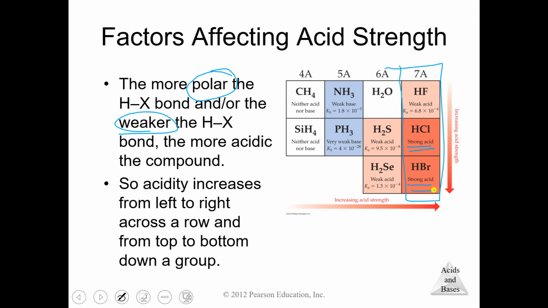General rule of thumb, the level of how acidic something is increases from left to right and top to bottom. So over to the right and down the periodic table increases acidity. That is because the intramolecular forces are weaker, so more of them can break apart and ionize in solution.